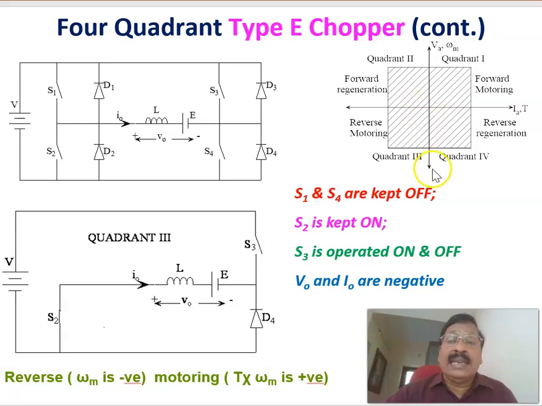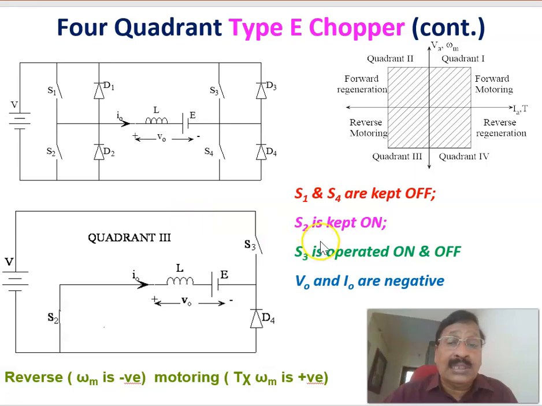But since omega m is negative, we call it reverse motoring. The motor will be rotated in the reverse direction, and that's called reverse motoring. And here the corresponding status of the switches, to make the third quadrant work: S3 will be operated at on and off control, and S1 and S4 are kept off.